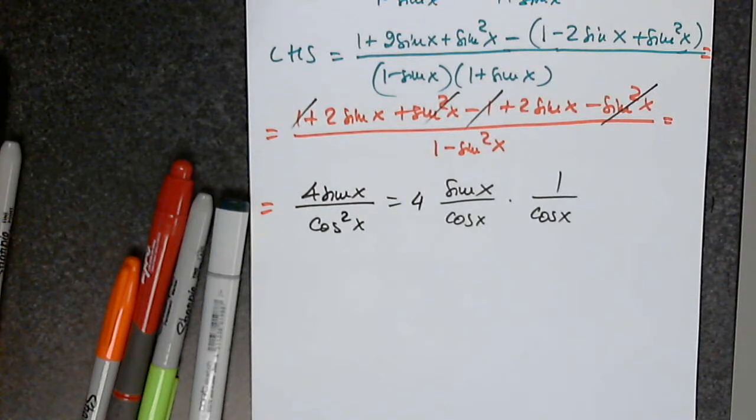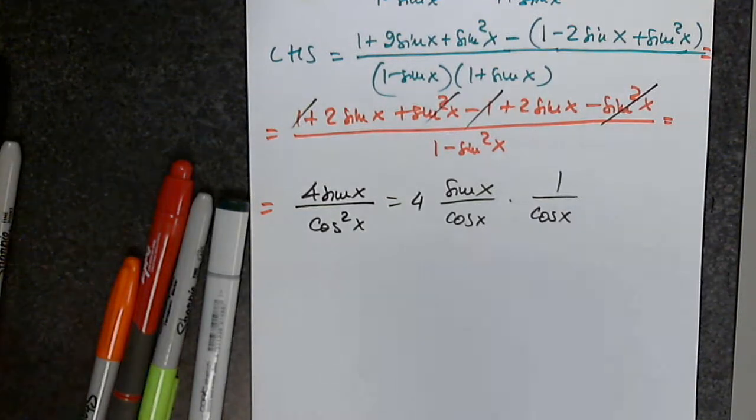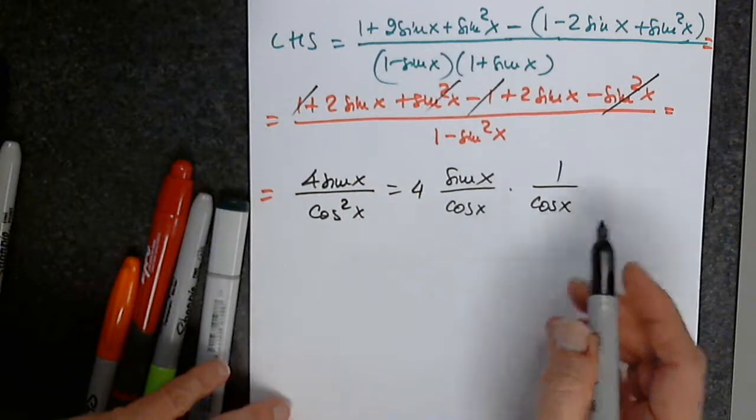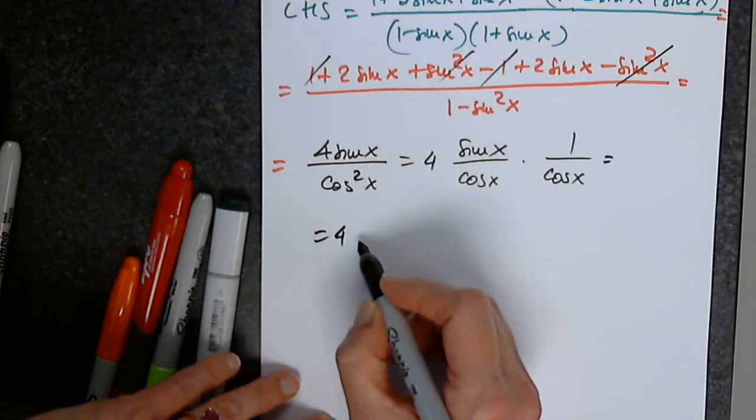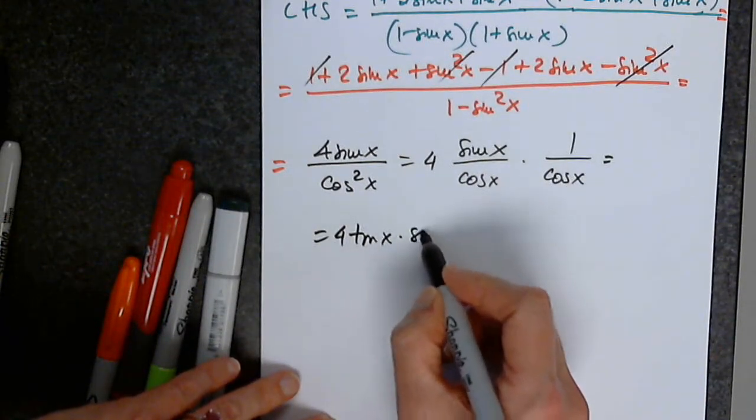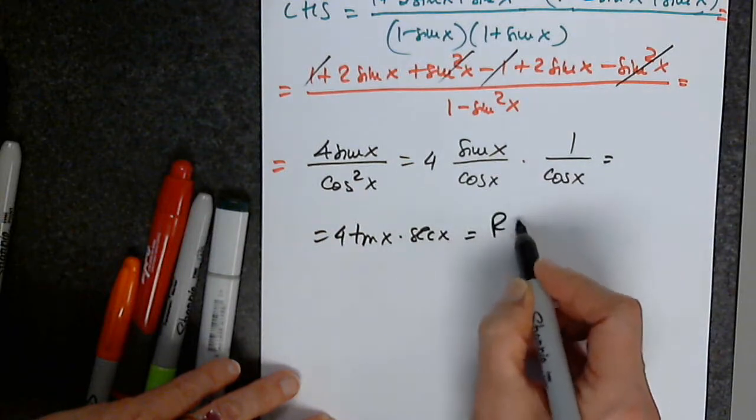Yes, here, this is what I remembered. Very similar identity. It's not that one though. Good. So now this is tangent and this is secant. So 4 tangent x times secant x, which is the right-hand side.